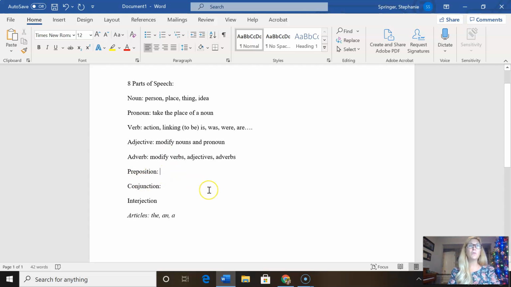Prepositions are going to express relationships to another word in a sentence. Okay, so it shows relationship. Conjunctions join words and phrases. And an interjection is an emphatic word, a word that shows emotion. These are usually offset with a comma.